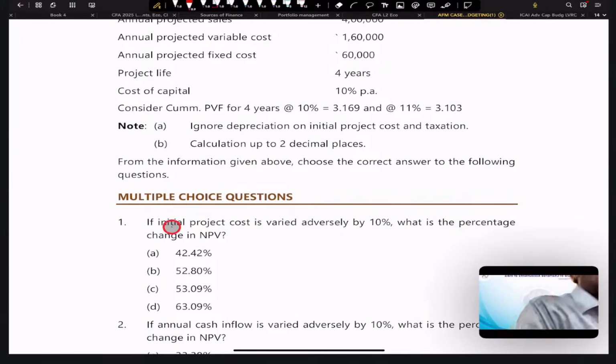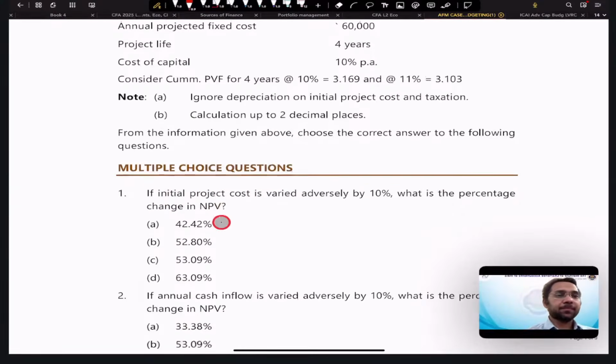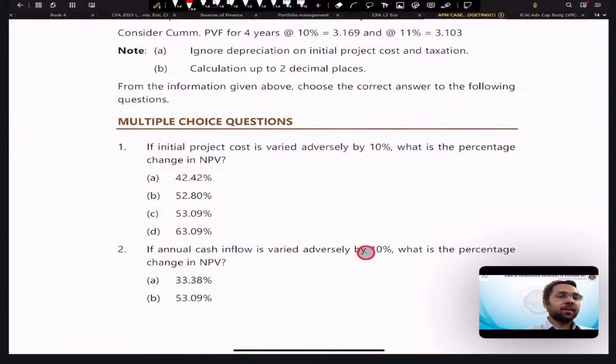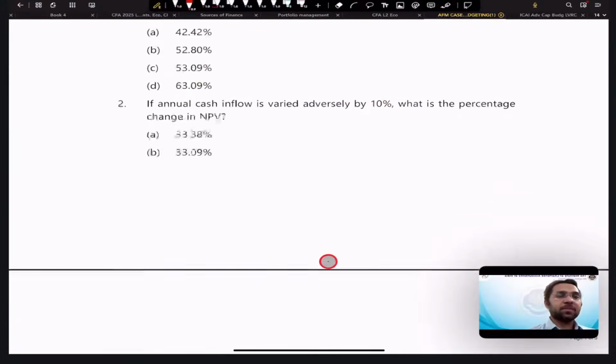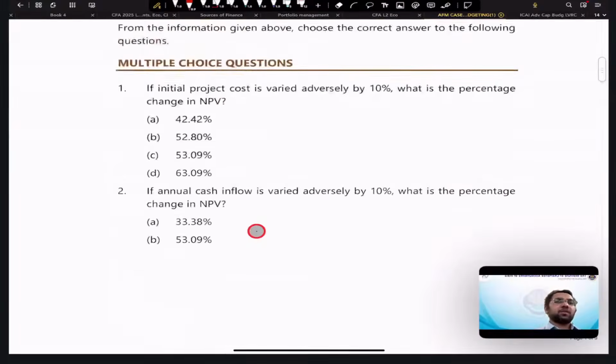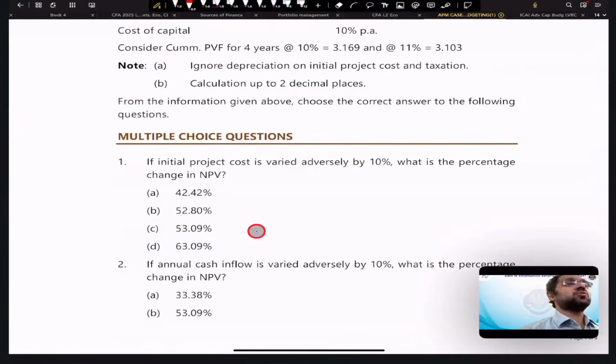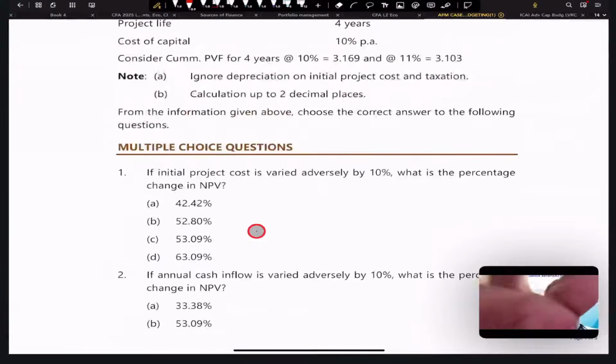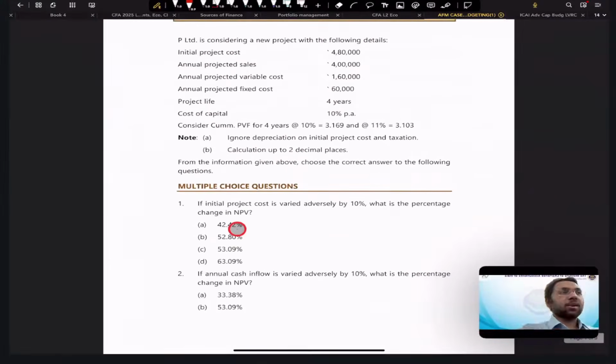Now, if the initial project cost is varied adversely by 10%, what's the percentage change in NPV? Then if cash flow is varied adversely by 10%, what's the change in NPV? And if the cost of capital is changed by 10%, what's the percentage change in NPV? Okay. So would you like to solve these MCQs first, guys? And then we'll discuss, or shall I give you the solution? Maybe we can take 2 minutes, maybe five or 10 minutes, just scribble and would you like to solve it?